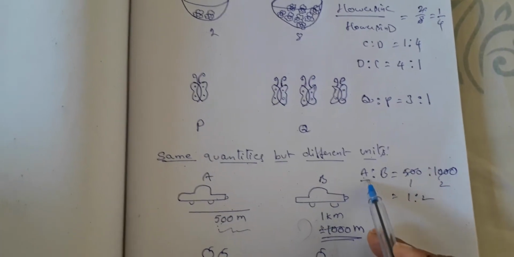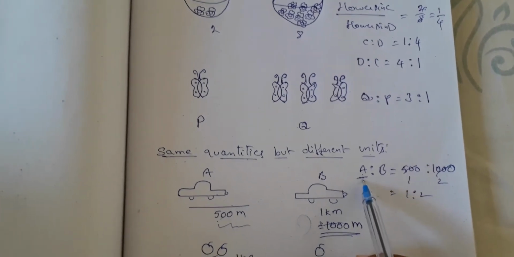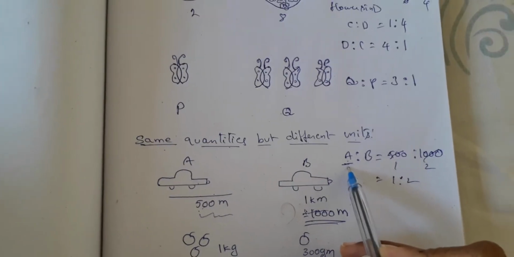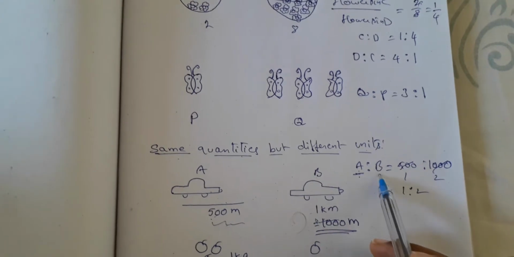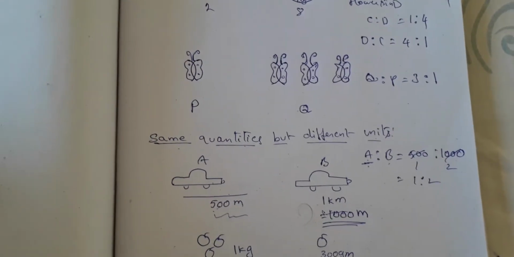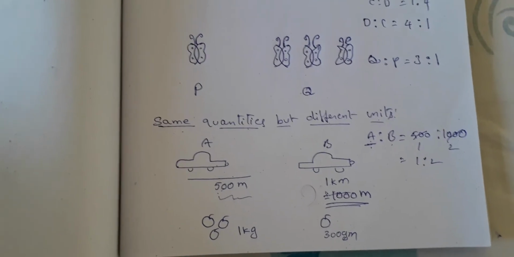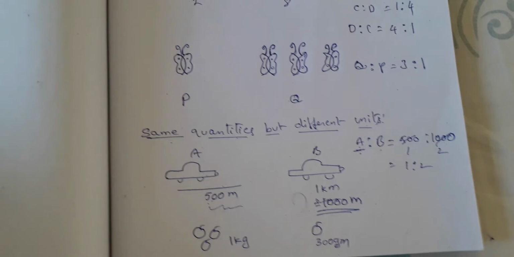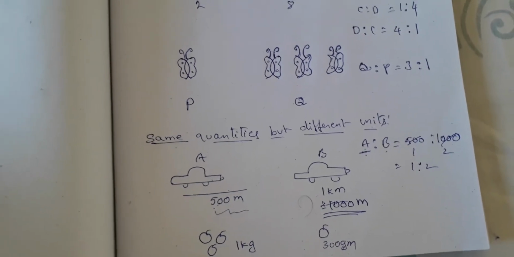That means if A is covering a distance of x, generalizing it, then B can cover a distance of 2x. That means twice the distance covered by A. That is how you have to understand it as soon as you see the ratio concept.